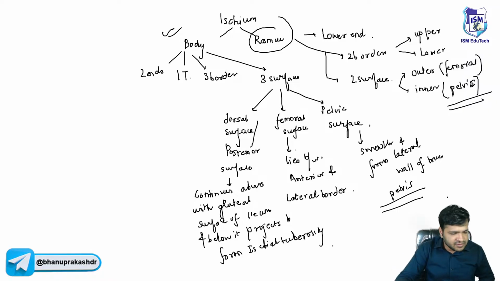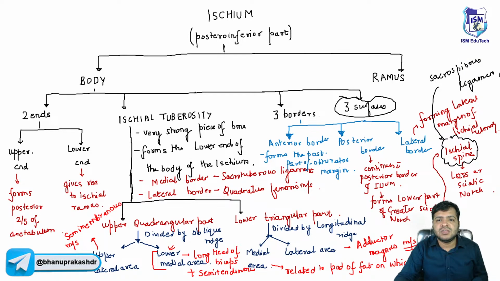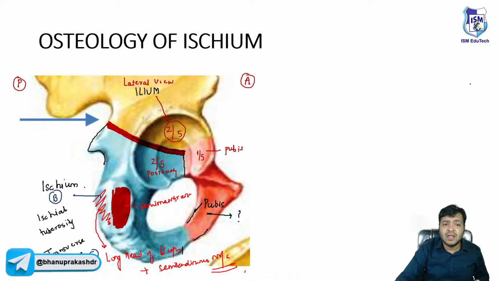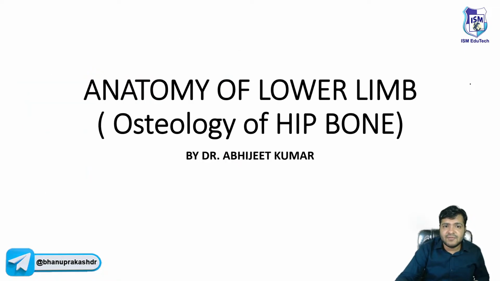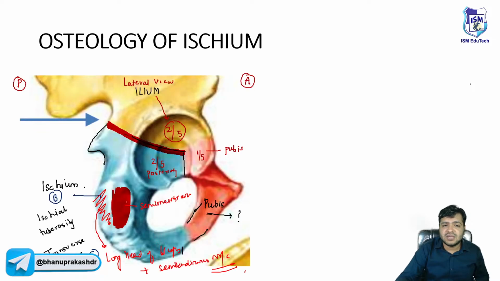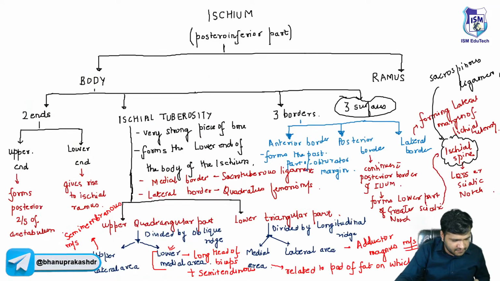I hope the ischium is clear to each one of you. In just 1 or 2 slides I've given you the whole ischium. All the muscles and ligaments which I feel are important, I've already mentioned. So yes, we are done with the osteology of the ischium bone. Yes, Harsh, Ash, Jainam, very good, beta.